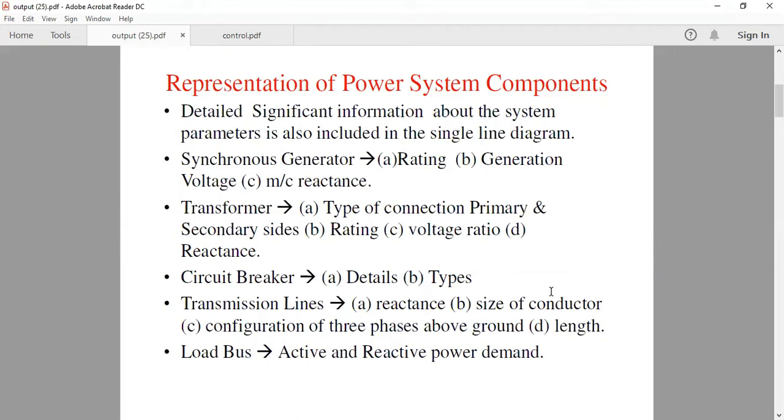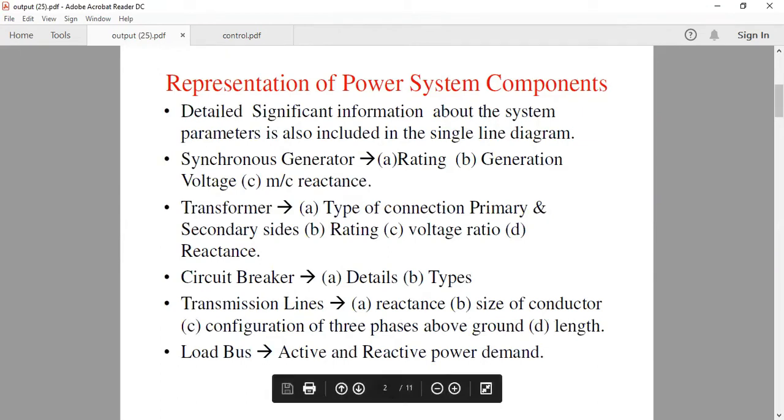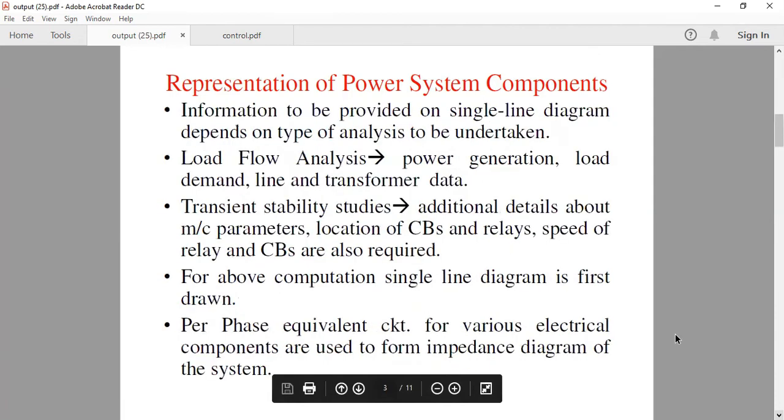About the circuit breaker, its detail and the type of the circuit breaker is mentioned on the single line diagram. For the transmission line, its reactance is given, the size of conductor, the configuration of three phases above the ground, and the length of the transmission line are given in the single line diagram of the power system. As far as the load bus is concerned, active and reactive power demand is indicated in the single line diagram.